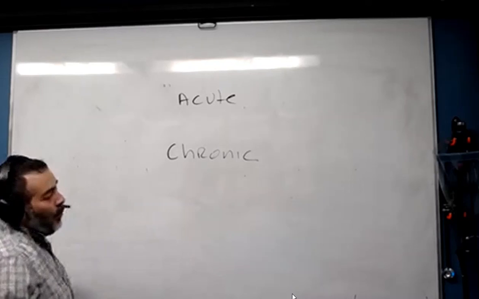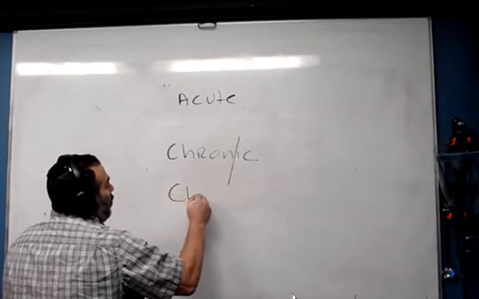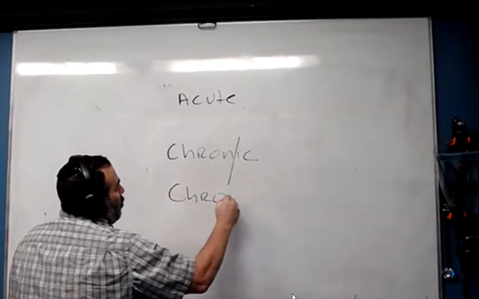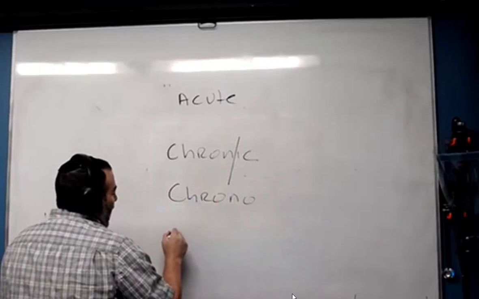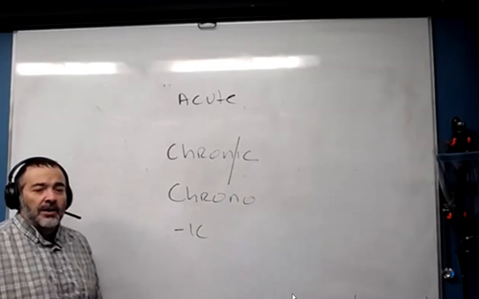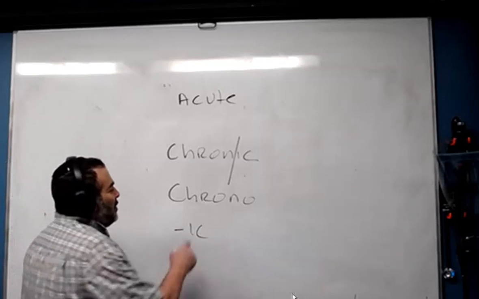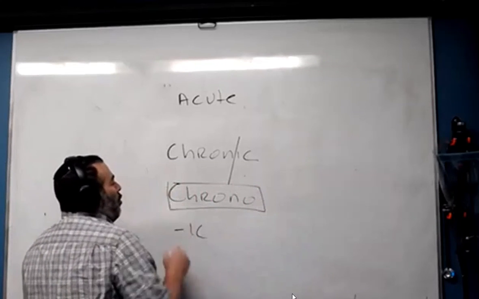But you know what? Let me break the word down to you. It's made up of two words, Greek, chrono and suffix ik. Suffix ik is one of those suffixes I talk about all the time. Ik, ak, al, us, ar, belonging to. Now the question is, what is chrono?